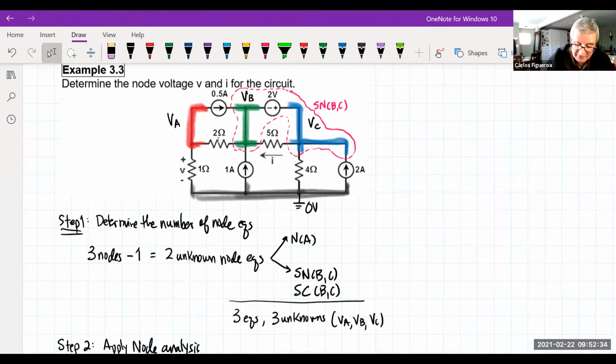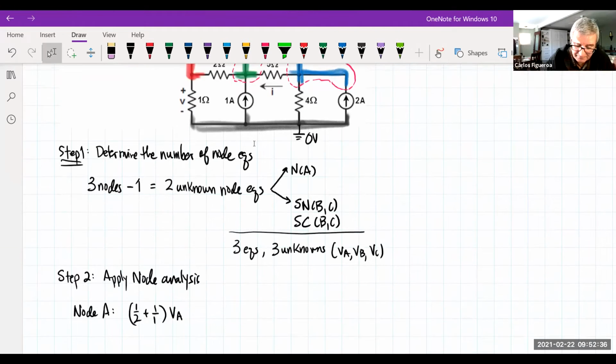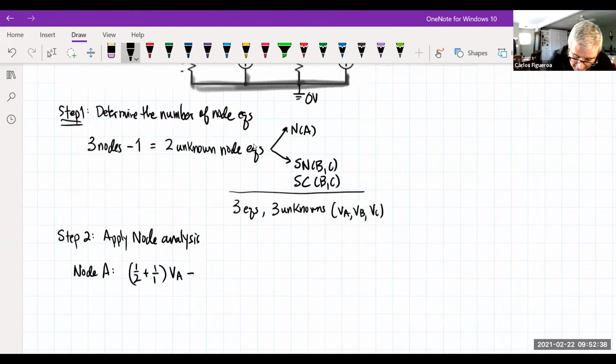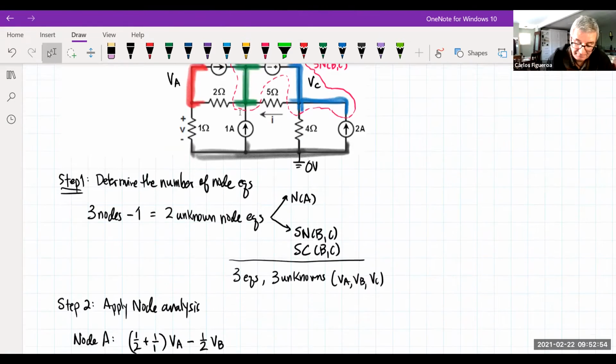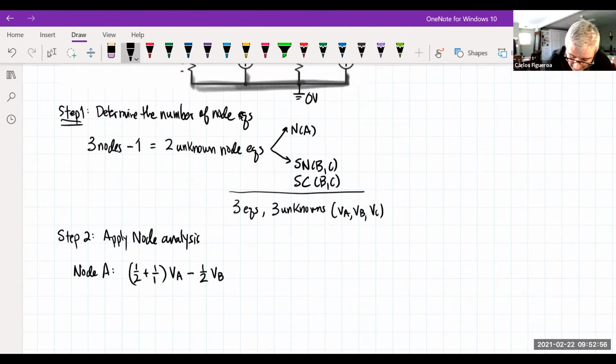And then I see that the 2 is connected to VB. So then I'm going to go minus VB. And then I go here and I ask the question, is the current source coming into VA or is it going out? The fact that it's going out, then it's got to be a minus 1/2 amp. So then on the other side, I say it's minus 1/2. There's my node equation for A.